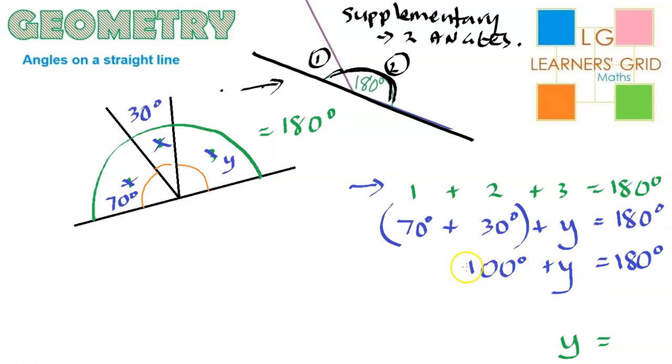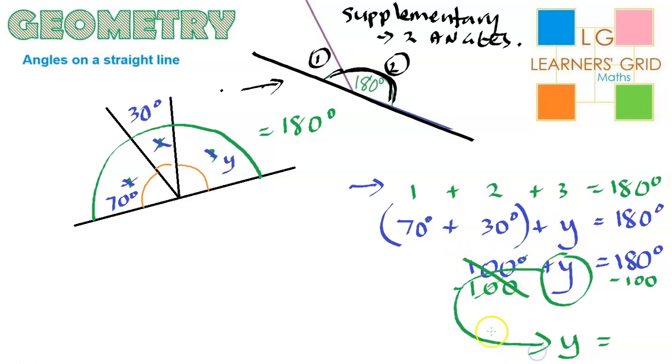So that's a positive 100. How do I get rid of a positive 100? I do the inverse. I subtract 100. I do the same to both sides. Now I have 100 minus 100, that's nothing, so it's 0. And what's left is a positive y. And that comes down. I'm nearly home. 180 minus 100 on the right-hand side leaves me with 80. And so now I know that angle y is worth 80 degrees.